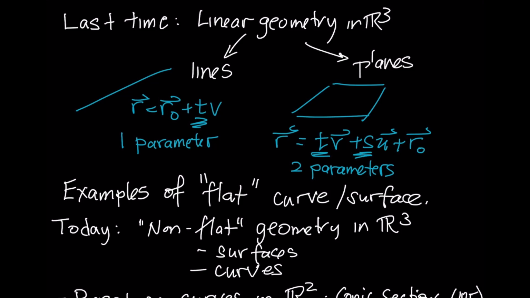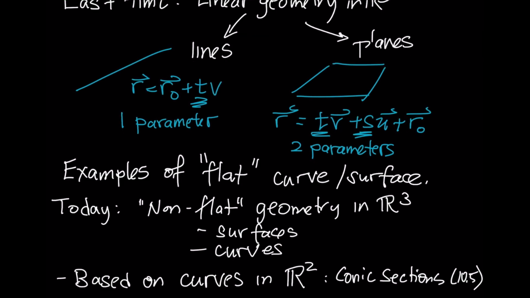Last time we talked about linear geometry in R3. Lines and planes were the linear or flat objects in R3. So the equation of a line had one parameter, whereas the equation of a plane had two parameters. And in fact, this number of parameters is what differentiates between a curve and a surface. We are going to study non-flat geometry in R3.